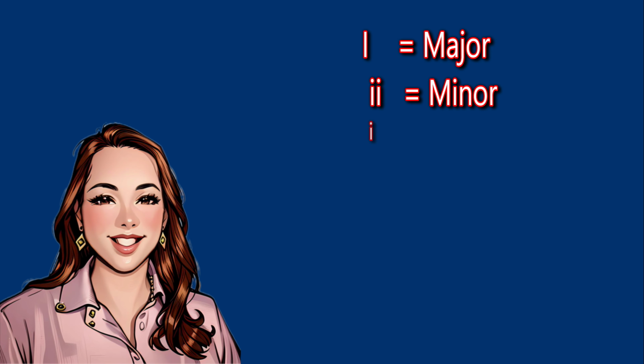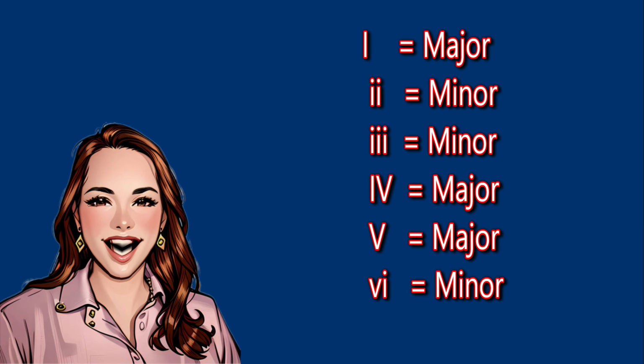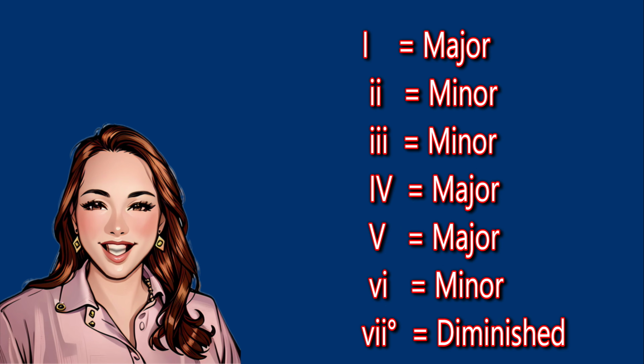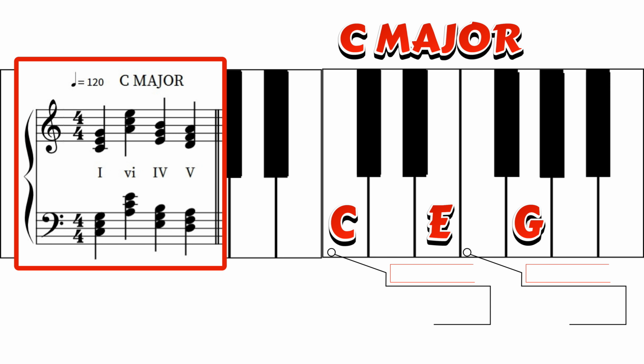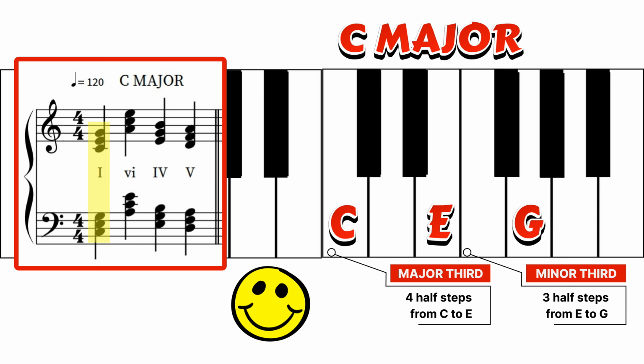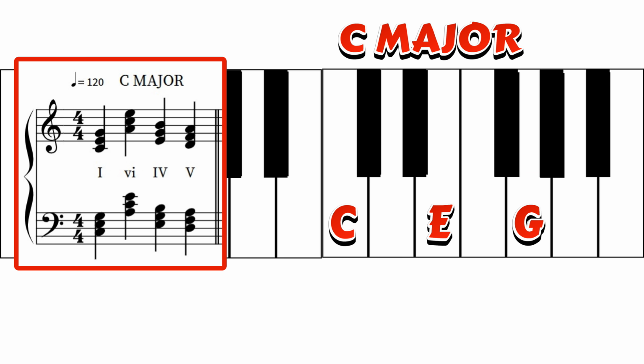Now before I end this video, I said I would give you a quick overview of what a major, minor, and diminished chord looks like. Let's go back to the key of C major. Major keys sound happy. In root position, they are built on a major third and a minor third. A major third will have 4 half steps between each note, like this. And a minor third will have 3 half steps.